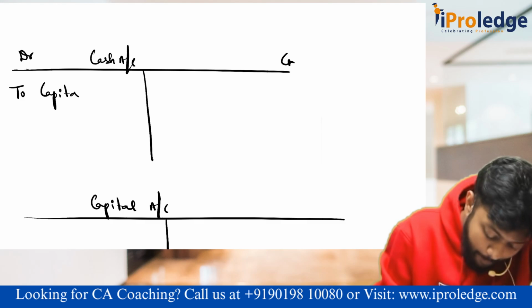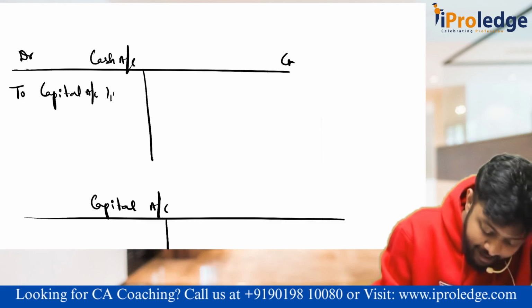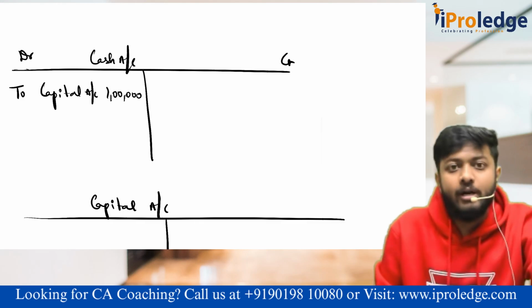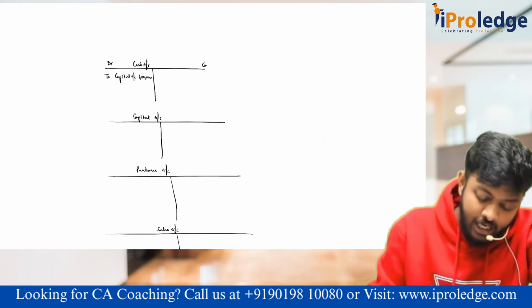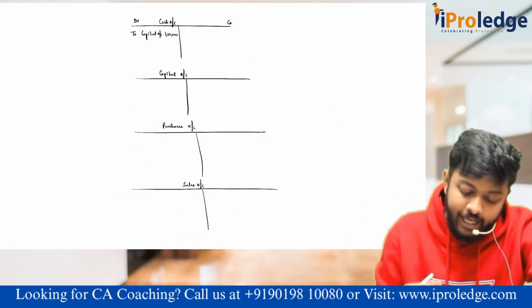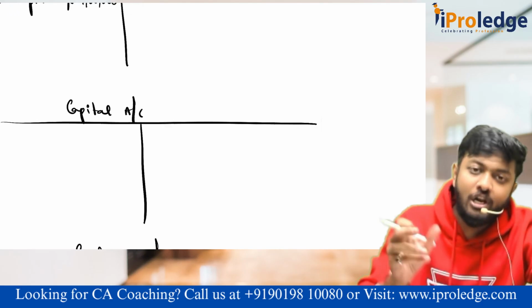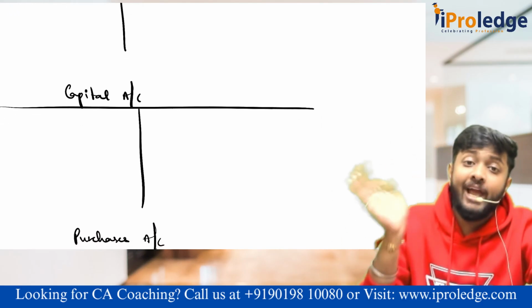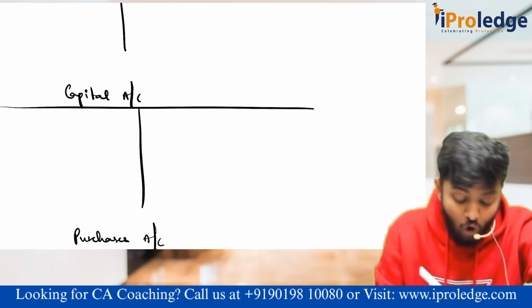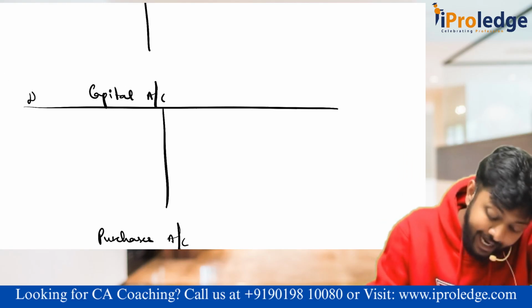Capital account. 1 lakh. Done. Awesome. Next. Guys, the same reference should come in capital account also. So if you see in the journal entry, cash to capital, capital is credited. So in capital account also it will come in credit side.